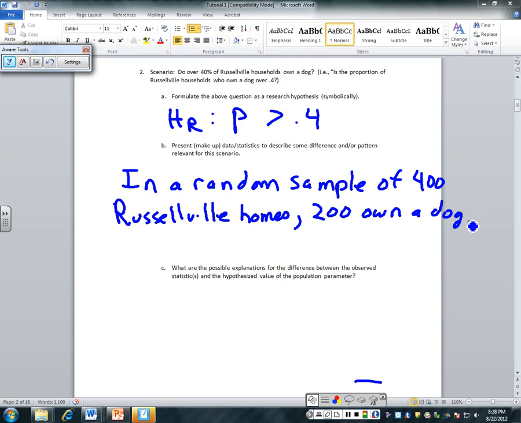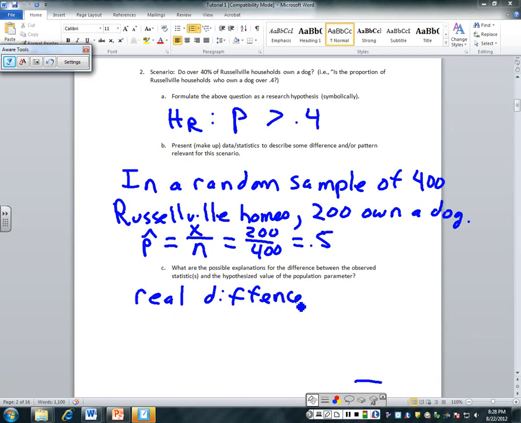So I can calculate a sample proportion for that. Remember, the sample proportion is just p hat, and it's equal to the number of yeses over the total sample size, or 200 out of 400, 0.5. So 50% of the homes in Russellville own a dog in this sample of 400. That difference between half of the homes owning and 40% owning could be a real difference. Maybe you're going to start seeing a pattern here. A real difference means that the population proportion P is greater than 0.4. The difference between 0.5 and 0.4 could indicate a real difference, or it could just be sampling error.